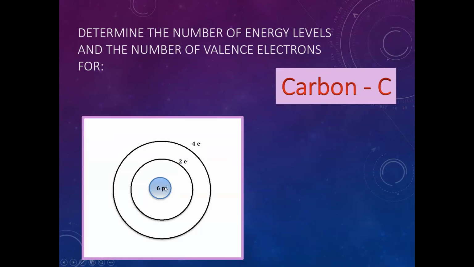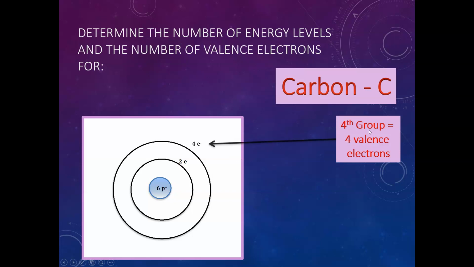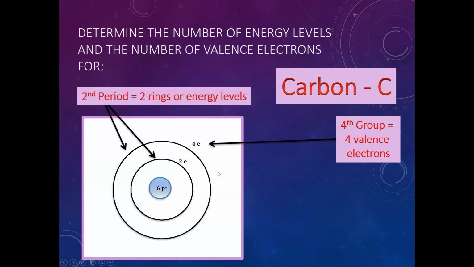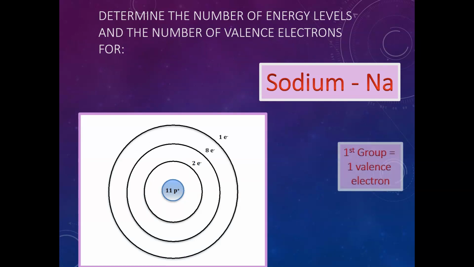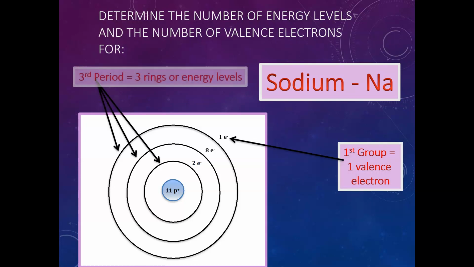So here I have carbon. So we are in the 4th group. So that tells me we have 4 valence electrons. It's in the 2nd period, so that tells me we have 2 energy rings. Sodium, we are in the 1st group, so that's 1 valence electron. We are in the 3rd period, so we have 3 energy rings.